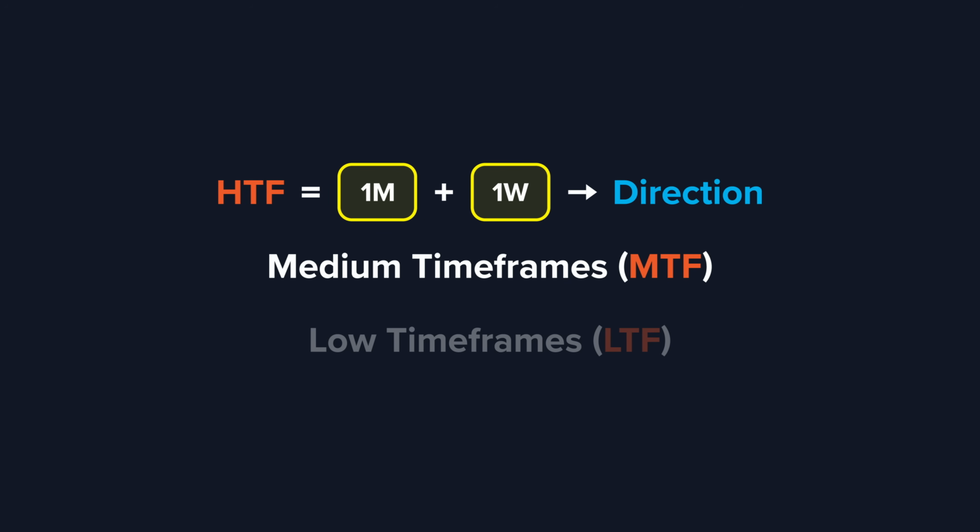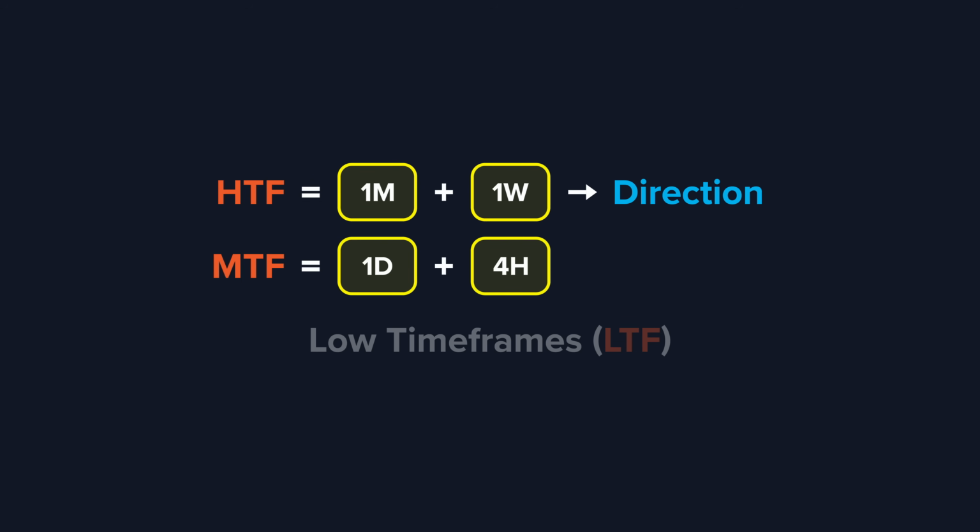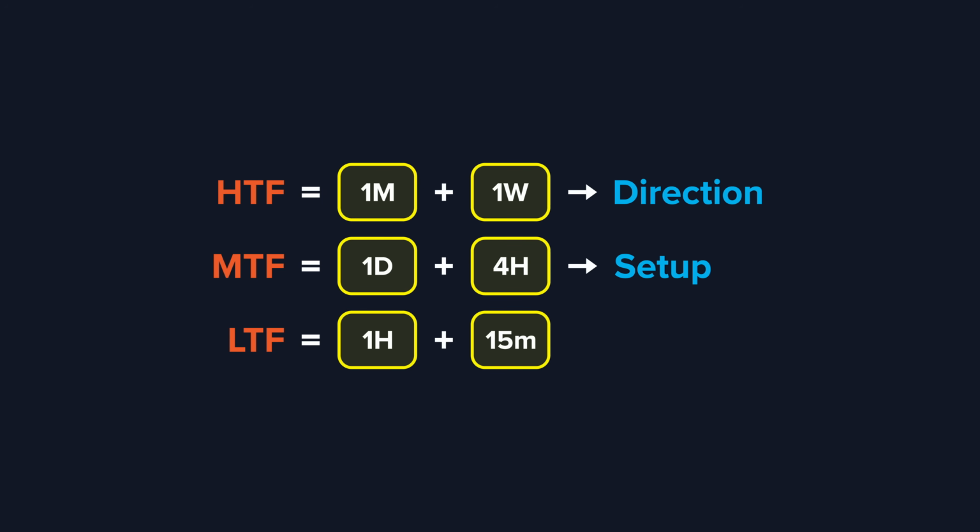The second category are the medium timeframes, which consists of the daily and 4-hour timeframes. We use this category to look for potential trade setups that align with the larger market structure. And then for the third category, we have the lower timeframes, which consists of the 1-hour and 15-minute timeframes. And this category is used to actually enter our trades, using the market analysis from the larger timeframes.